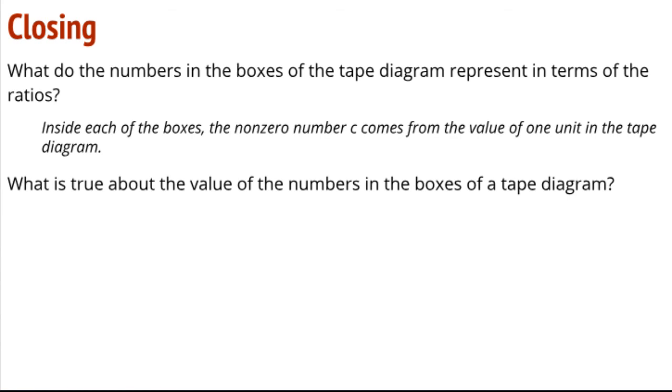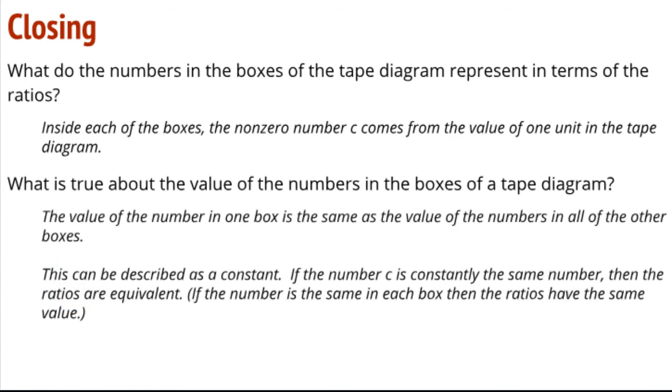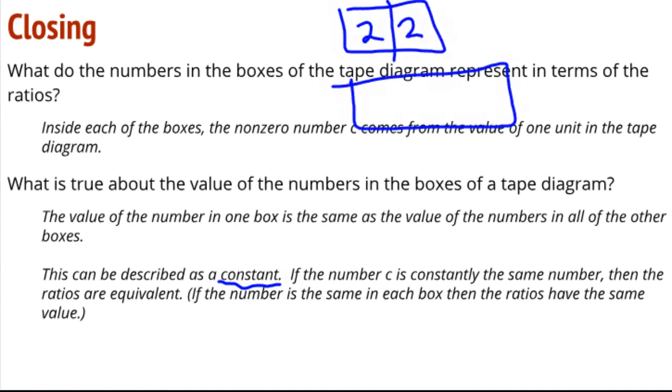Okay, what is true about the value of the numbers in the boxes of the tape diagram? They all have to be the same. The value of 1 unit in the tape diagram is the value of all the units. And they can be described as a constant. It doesn't change. It's constantly the same number. If I have some boxes that have 2's in them and some other boxes that have 3's, then I don't have equivalent ratios.